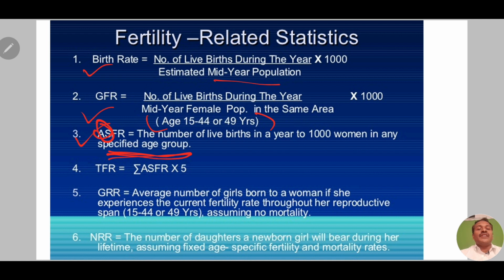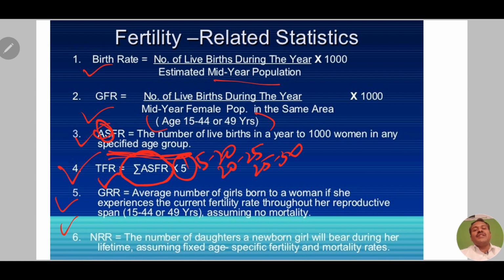And then total fertility rate is a very important indicator. Women in each reproductive age group, 15 to 20, 20 to 25, 25 to 30, like that there are different age groups. So you multiply all these age specific fertility rates by 5, and it will give you the total fertility rate. And then there are the gross reproductive rate and net reproductive rate. Right, mainly about these 6 indicators.